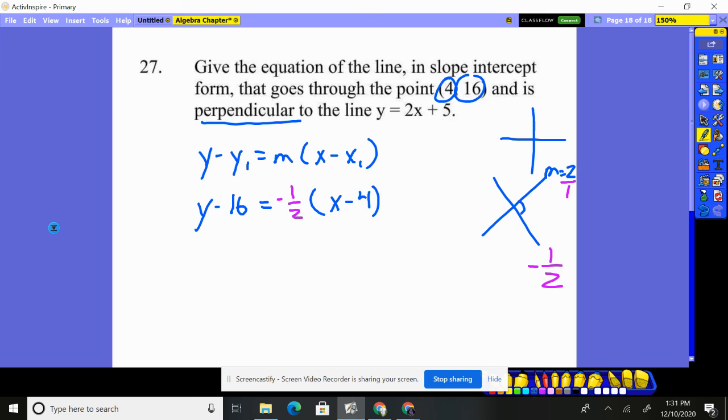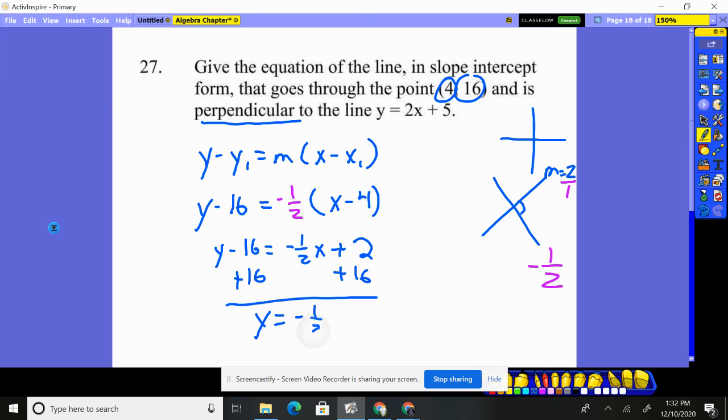I distribute the -1/2 through. That gives me -1/2 x. -1/2 times -4 is positive 2 because half of 4 is 2, and a negative times a negative is positive. And now I simply move my 16 over. y equals -1/2 x plus 18.